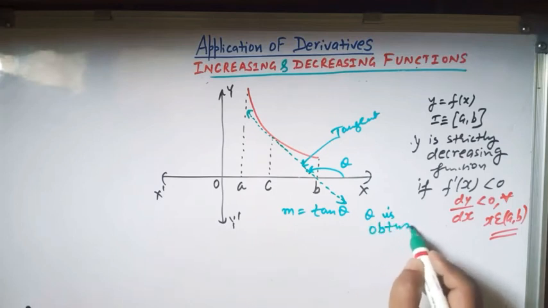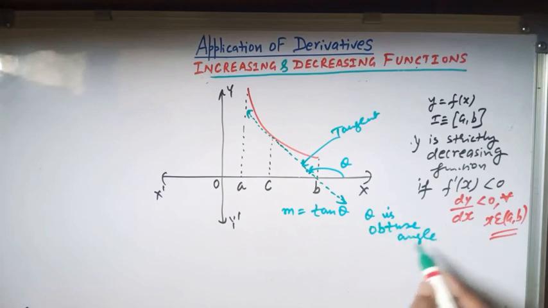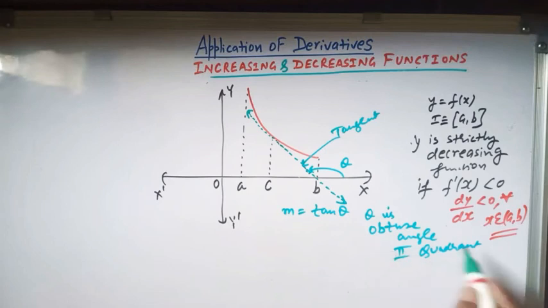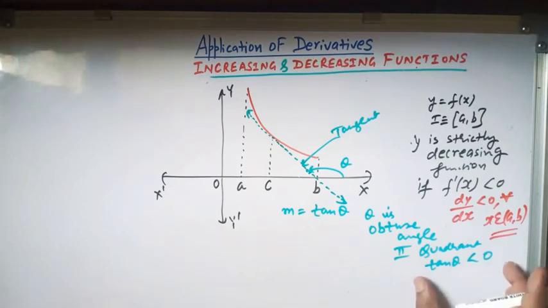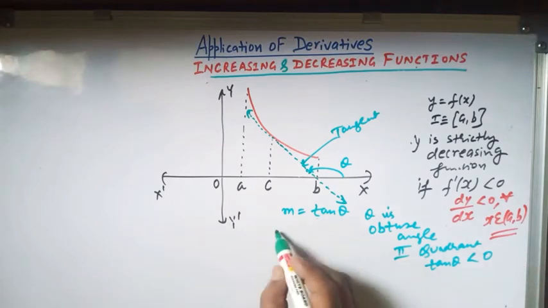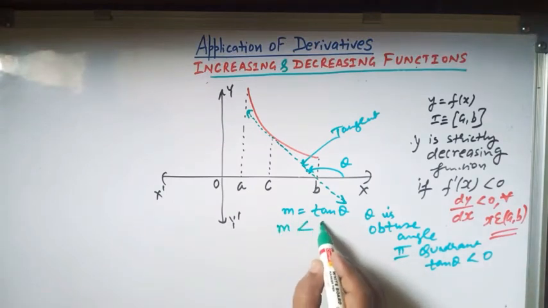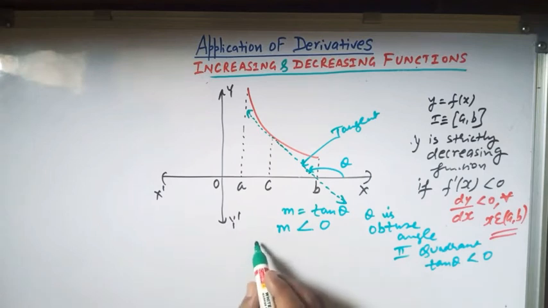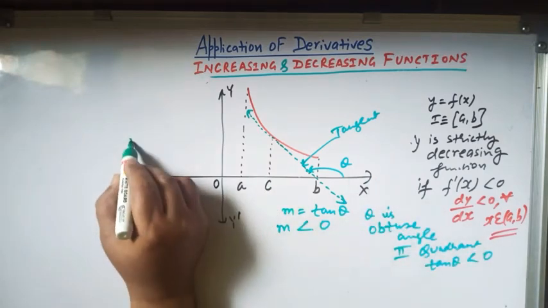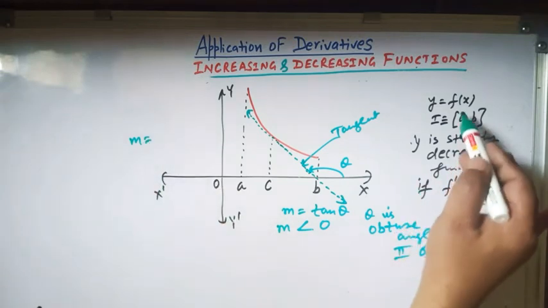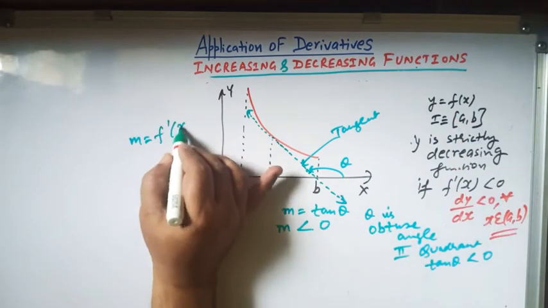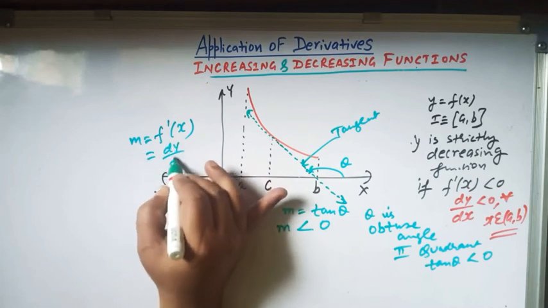This is an obtuse angle, and it lies in the second quadrant, and in the second quadrant tan theta is less than 0. Clear? So tan theta is negative in the second quadrant, so m is less than 0. And what is m? M is the derivative of f.